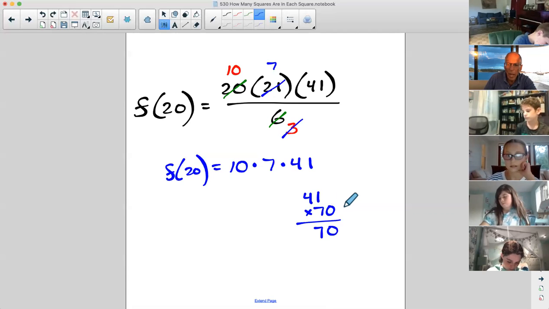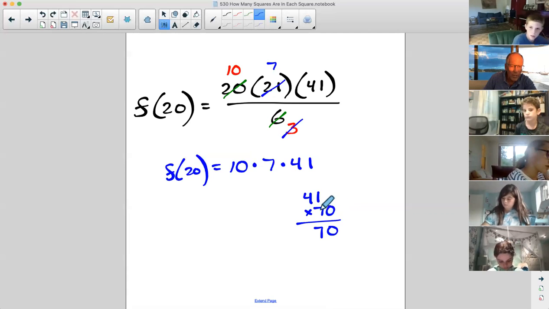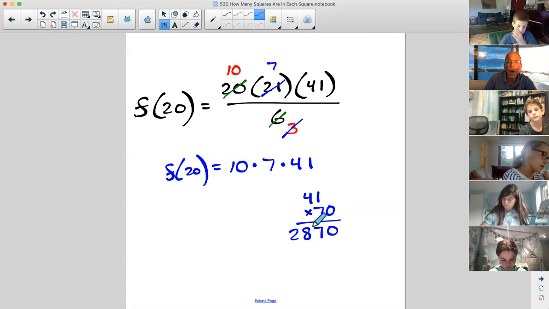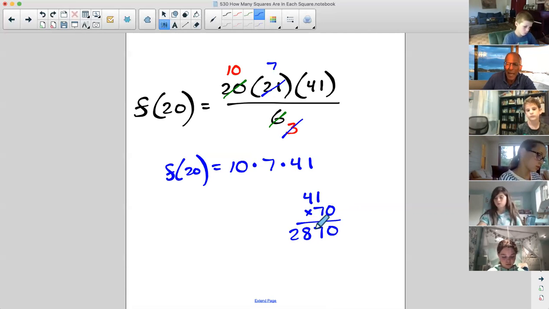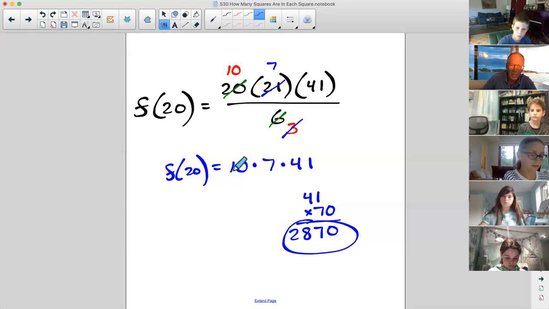And so Adalia, you got to look at these numbers. You got 41 times 70 is 7 times 41, tack on a 0. First time I did 6 times 41, and then I just added 41 to the answer I had before. Ah, interesting. So guys, the answer to this one was 2870. Good. 10 times 7 times 41.